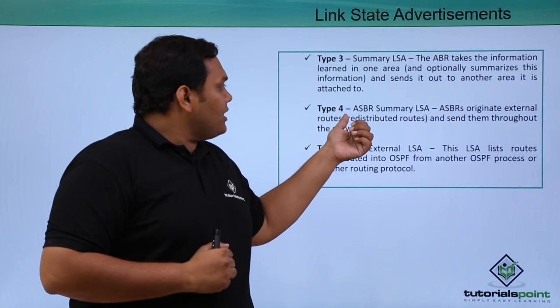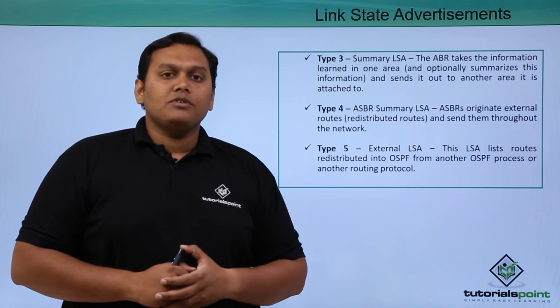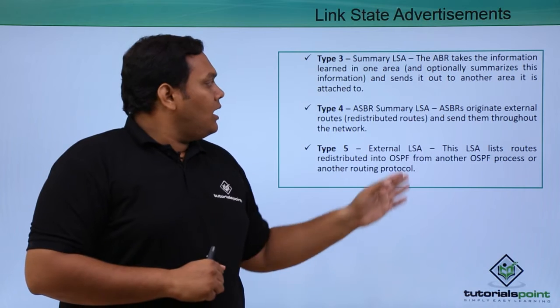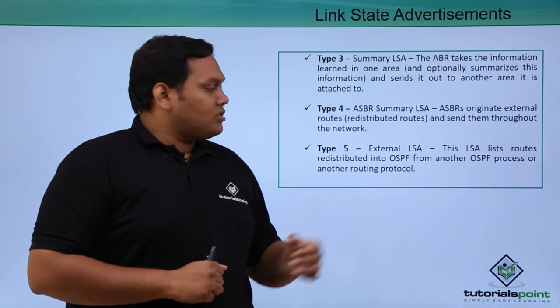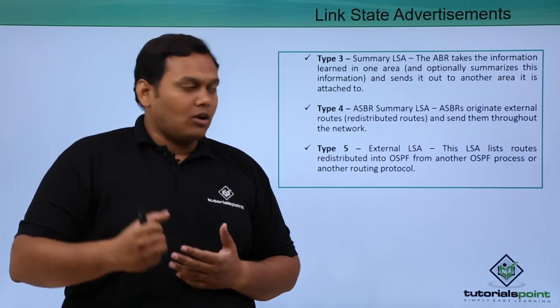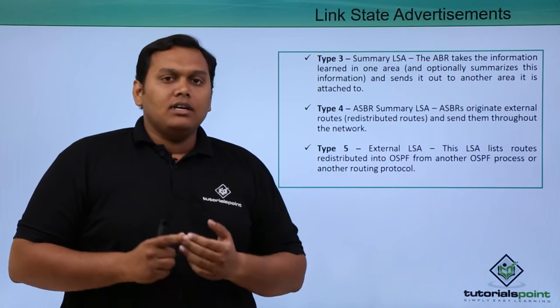Coming to type 4, which is from the ASBR, the autonomous system border router, and this originates external routes. That means it will redistribute the routes and send them throughout the network.